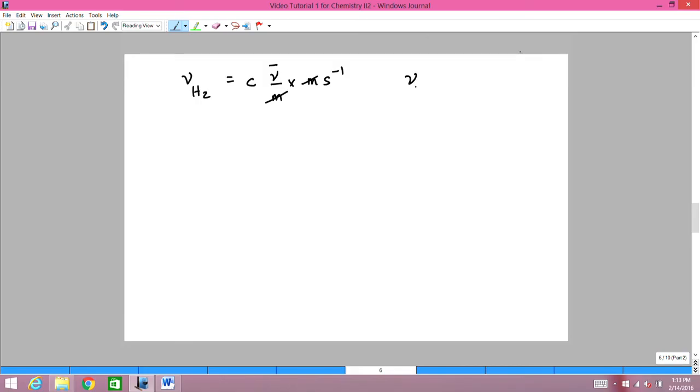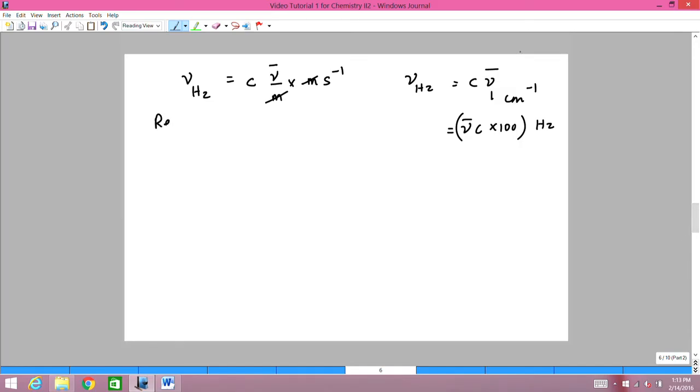So, the relation is nu hertz is C nu bar, and nu bar is in centimeter inverse. Since you are using SI units, convert that as C nu bar into 100, you will get the hertz. Okay. So, these are the things you have to remember.